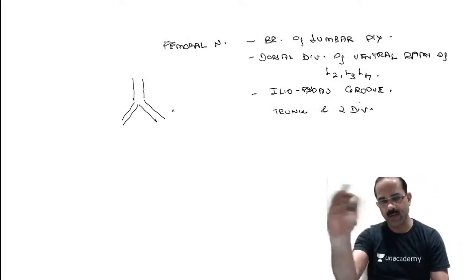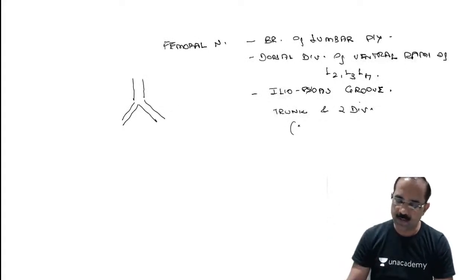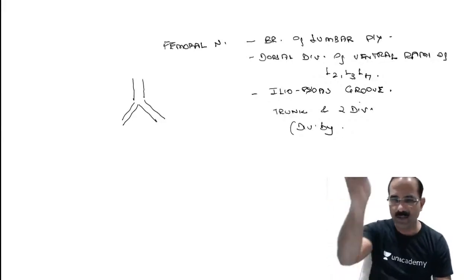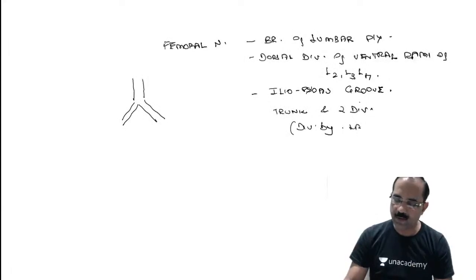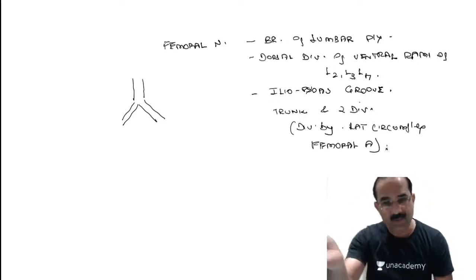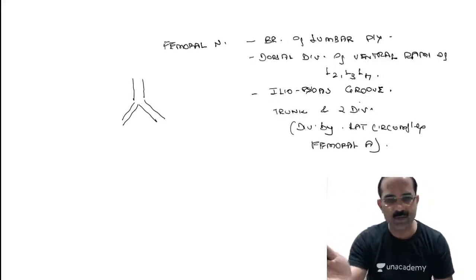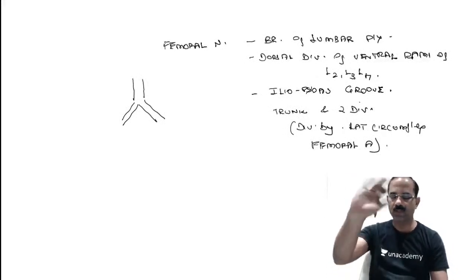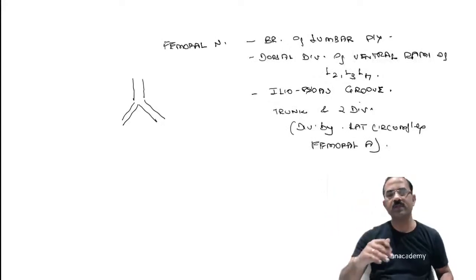So it has a trunk and two divisions, and this is divided by whom? This trunk is divided into an anterior and posterior division by an artery. It is divided by the lateral circumflex femoral artery. Okay, so who divides the femoral nerve into an anterior and posterior division, students? It's the lateral circumflex femoral artery. Just remember that. These are all very important points about the femoral nerve.